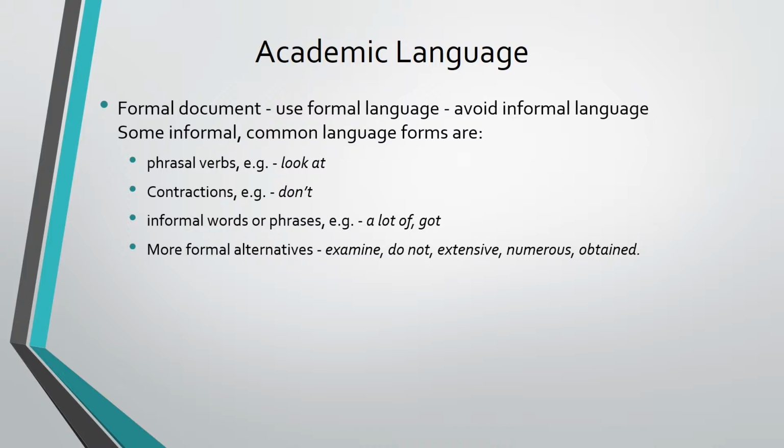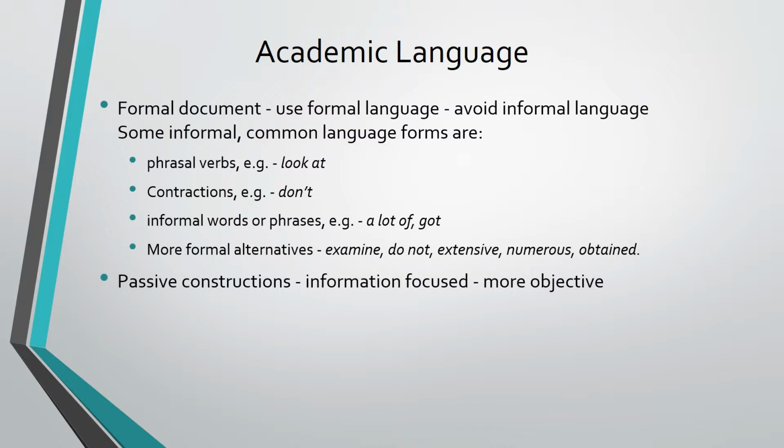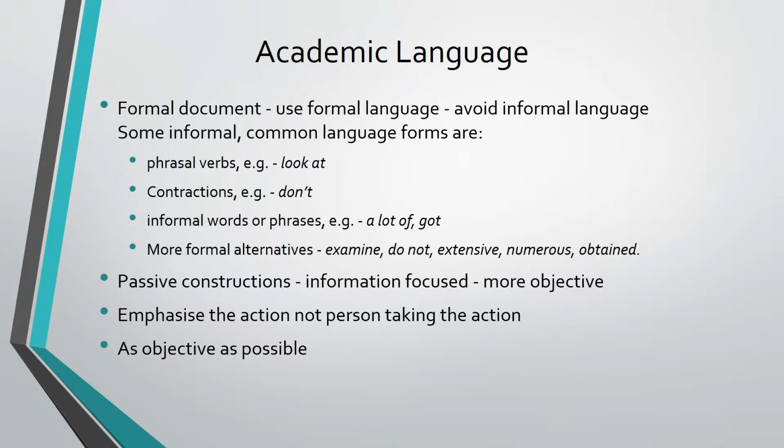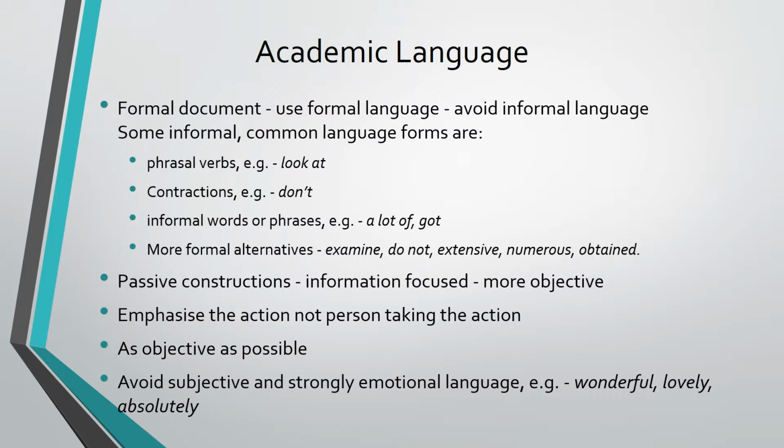Academic language often uses passive constructions to make the writing information focused and more objective. They emphasize the action, not the person taking the action. Academic writing should be as objective as possible. Subjective and strongly emotional language such as wonderful, lovely, absolutely should be avoided.